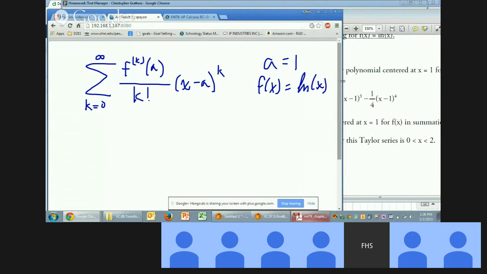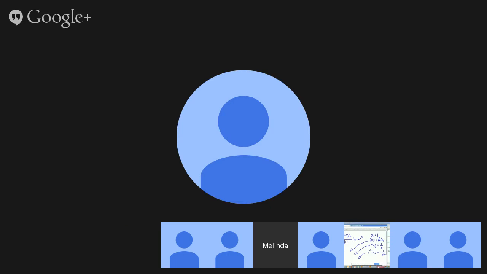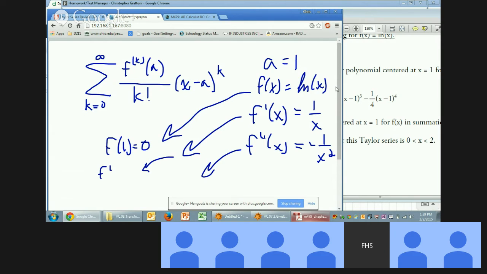So those were all of your given bits of information. If you wanted to, you could say f of x is natural log of x, f prime of x is 1 over x, f double prime of x is negative 1 over x squared. And you keep on going like that, taking lots and lots of derivatives. Then you could plug in the center to each of these. So f of 1 is equal to 0, f prime at 1 is 1, and f double prime at 1 is negative 1. And it just keeps on going like that.